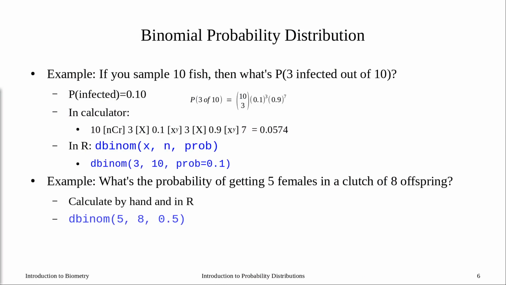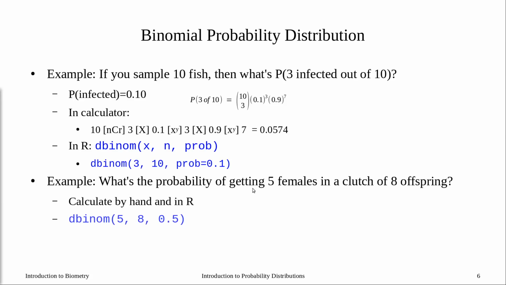We have one more example that you can calculate. This changes things a little bit. Now we can look at clutch sizes. When we look at clutches, normally our clutch size is fixed. That's our out of number. And then we can ask things like, what's the probability that we have a certain number of males or a certain number of females in that clutch?